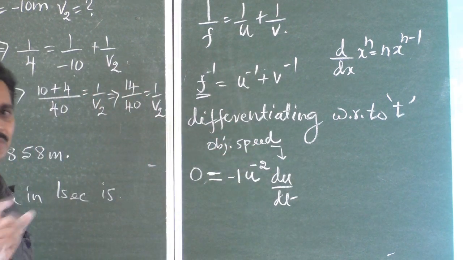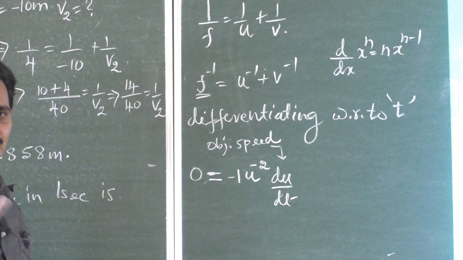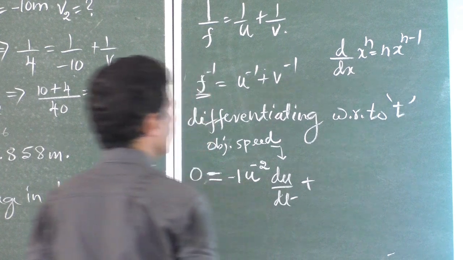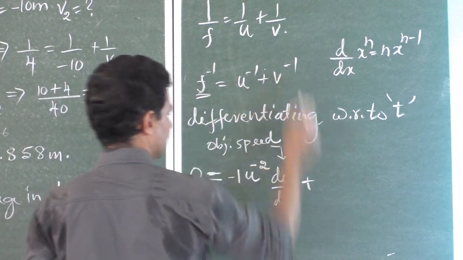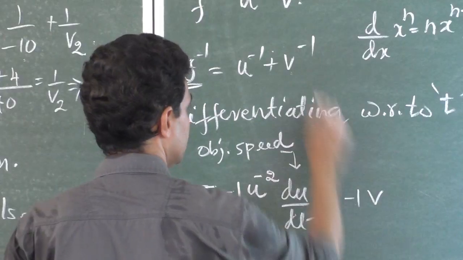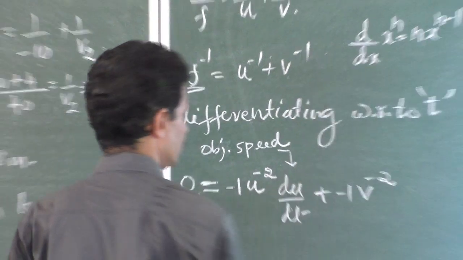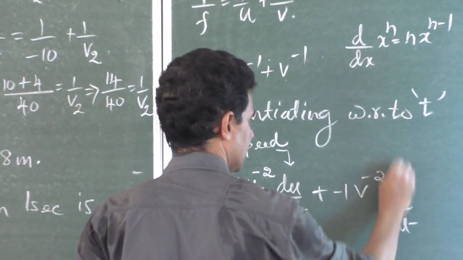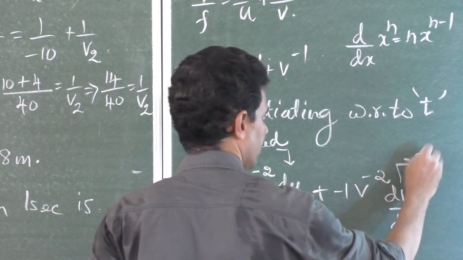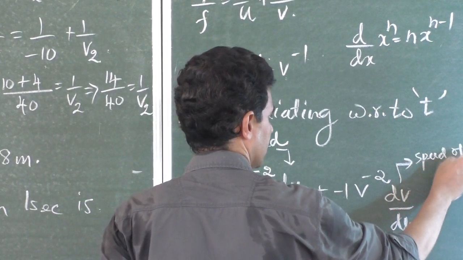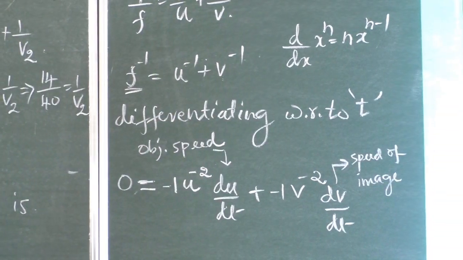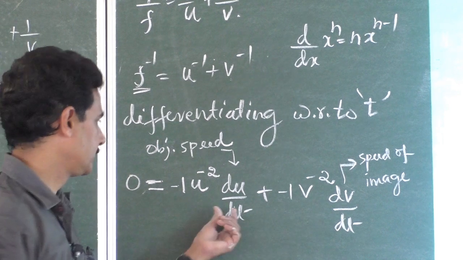Because du, u is the object distance. Change in object distance with respect to time, du by dt. Plus, you have to differentiate this one. n, x to the power n minus 1, minus 2, into differentiation of v, dv by dt. What is dv by dt? This is the speed of the image. Image speed, I could have written. Speed of image. And this is speed of object.